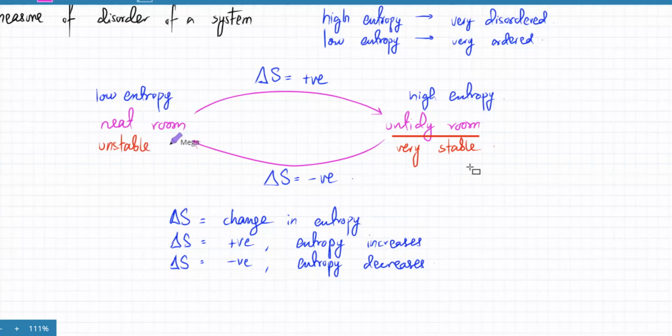It's pretty unstable. I mean, as soon as you clean your room, you make it tidy, everything is ordered and neat and nicely placed, it gets dirty very quickly. You're not making any special effort. Even if you're trying to keep it clean, it just automatically tends to move towards this more stable, untidy state.